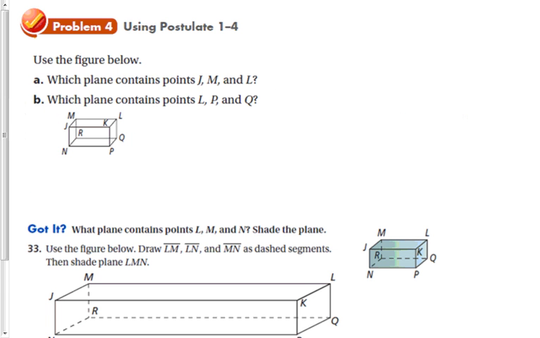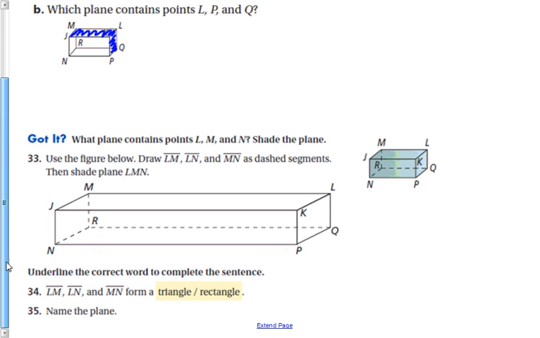All right, problem 4. Which plane contains points J, M, and L? And that would be the top plane right there. And then it says which plane contains points L, P, and Q? And that would be this one over here. All right. Go ahead and try this last problem.